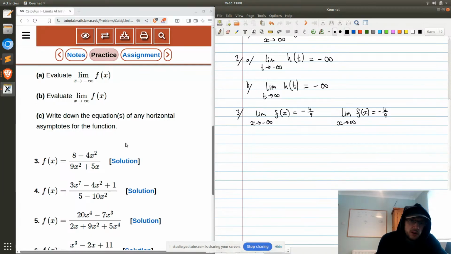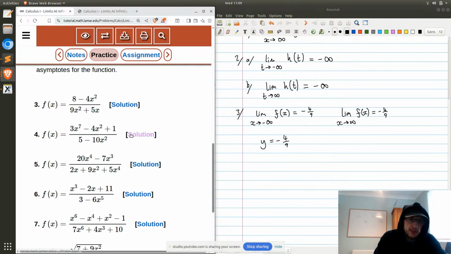As for an output that it would never give, how am I supposed to think about that? I guess it would never give negative 4 over 9. So would I just simply say this is my horizontal asymptote? Not sure. We'll have to see.